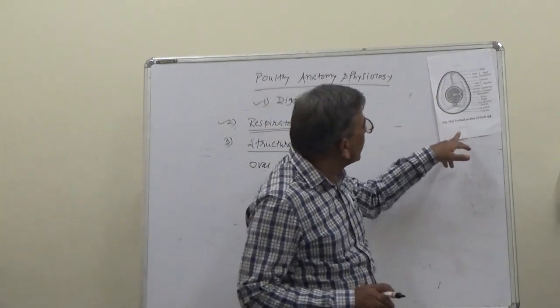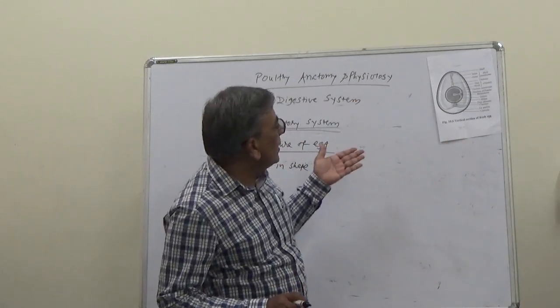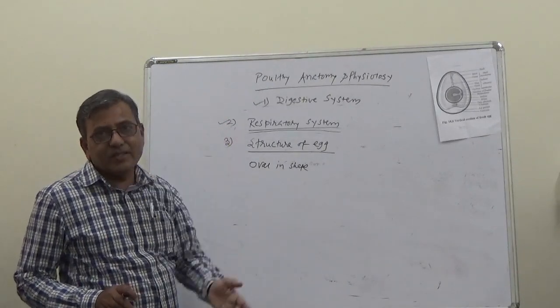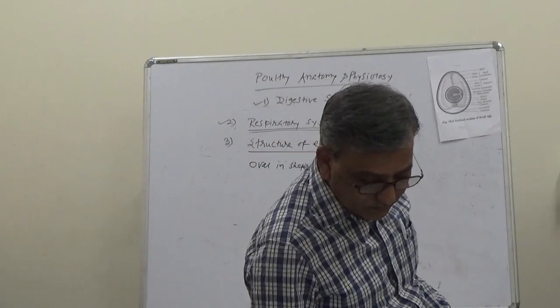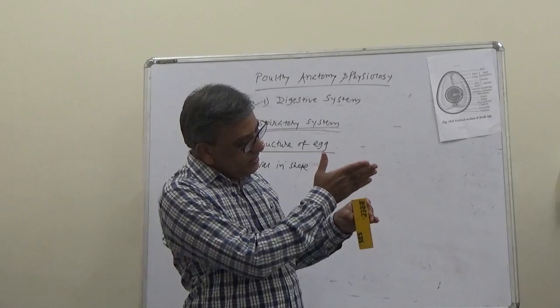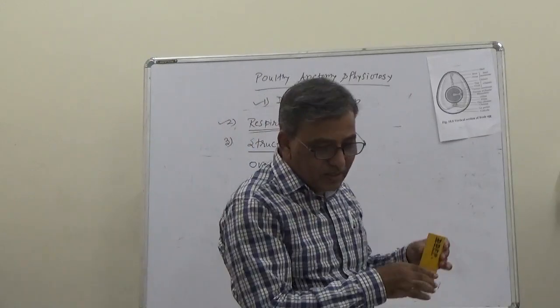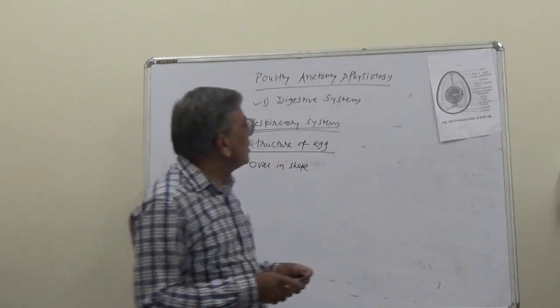The diagram is present on page number 151. The title is vertical section of fresh egg. VS, vertical section, and transverse section. You know, suppose this is the duster. This is the vertical section, and this is the transverse section. So this is the vertical section of egg shown in this particular diagram.